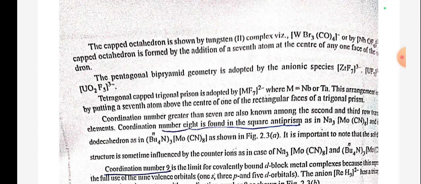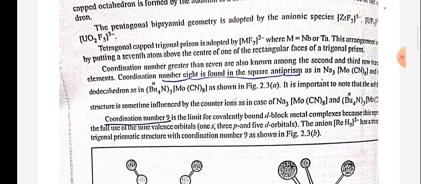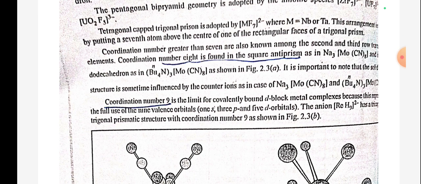The capped octahedron is shown by the tungsten complex [WBr3(CO)4]⁻ or by [NbOF6]³⁻. The capped octahedron is formed by the addition of a seventh atom at the center of any face. The pentagonal bipyramid is adopted by anion species such as [ZrF7]³⁻, [UF7]³⁻, and [UO2F5]³⁻. The tetragonal capped trigonal prism is adopted by [MF7]²⁻, where M is equal to Nb or Ta.